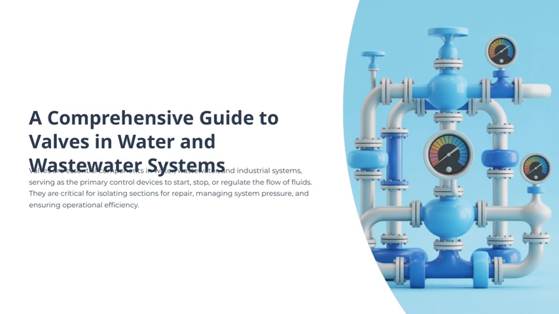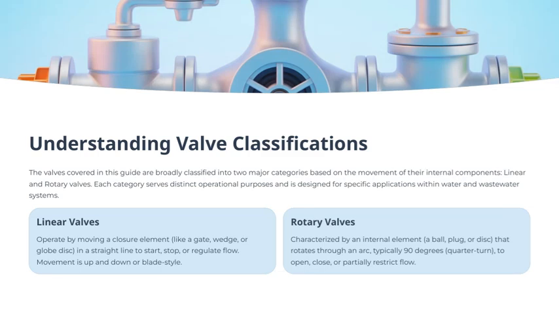Let's get started. Let's take a closer look at the key differences between these two main types of valves. First, we have rotary valves. These are characterized by an internal element, like a ball, plug, or disc, that rotates through an arc, usually about 90 degrees or a quarter turn, to open, close, or partially restrict flow. This rotation makes them very efficient for controlling flow quickly and reliably.